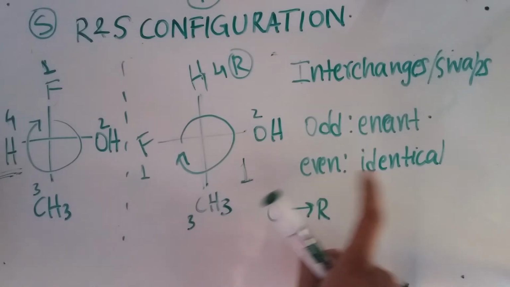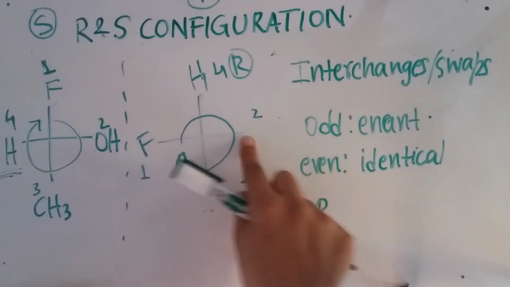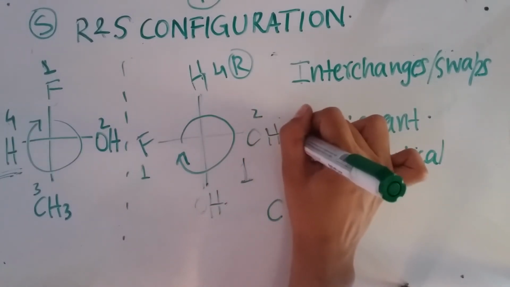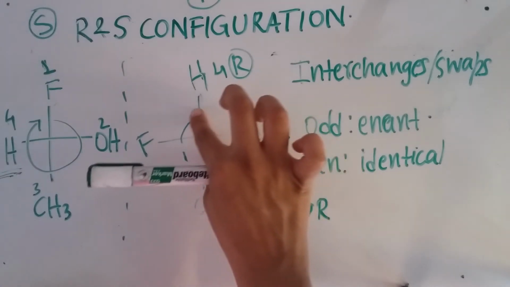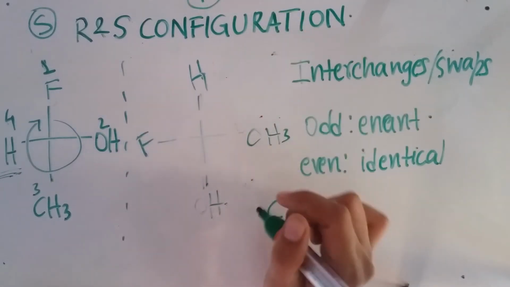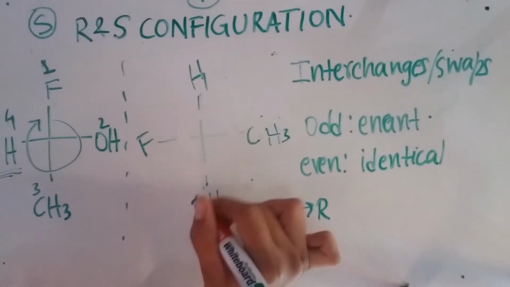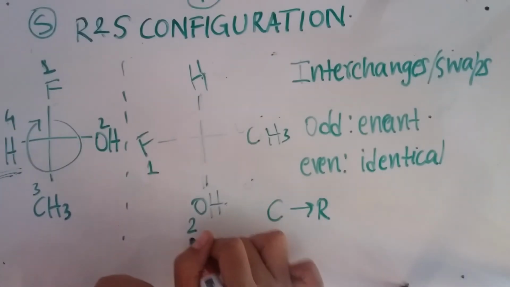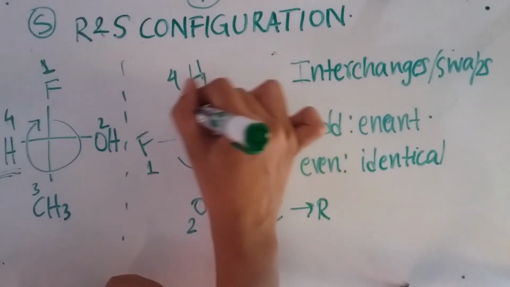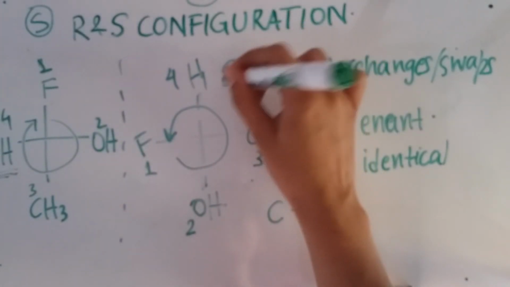Now let's do an even number of interchanges. Let me interchange this group and this group. So let me put an OH over here and a CH3 over here. Alright, I'm going to erase what I've done, and I'm going to label these in the direction of their priority. So this is CH3, sorry for my writing, this is OH. Fluorine number 1, oxygen number 2, carbon number 3, hydrogen number 4. Let's go from 1 to 2 to 3 to 4. Now I have this direction. This direction is anti-clockwise. And boom, I get an S.